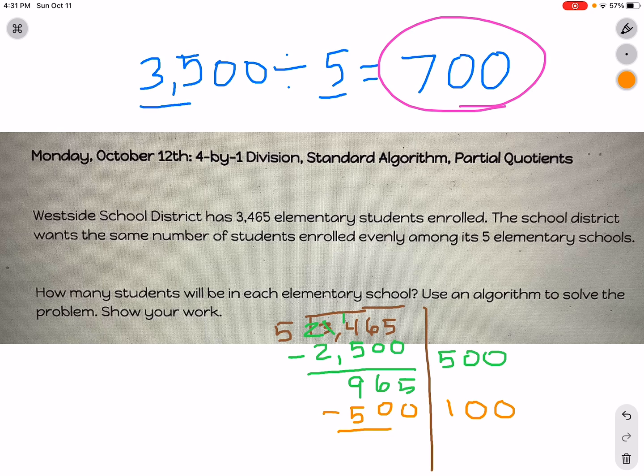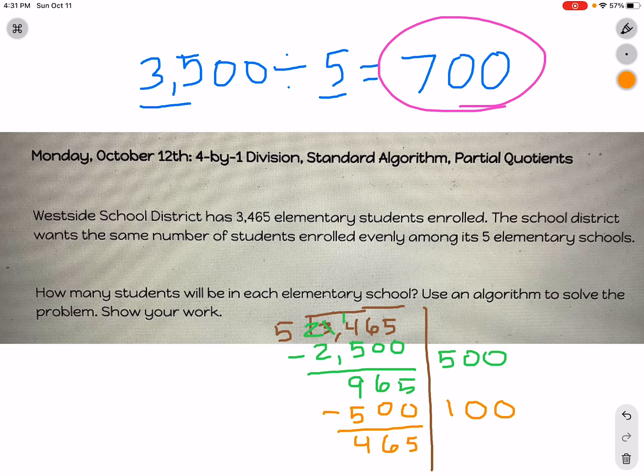And I'm going to subtract and see what I'm left with. 5 minus 0 is 5. 6 minus 0, 6. And 9 minus 5 is 4. I'm left with 465. Okay, well, I know I can't go up to another 100 because 100 times 5 is 500, and this is 465. So I have to do something less.